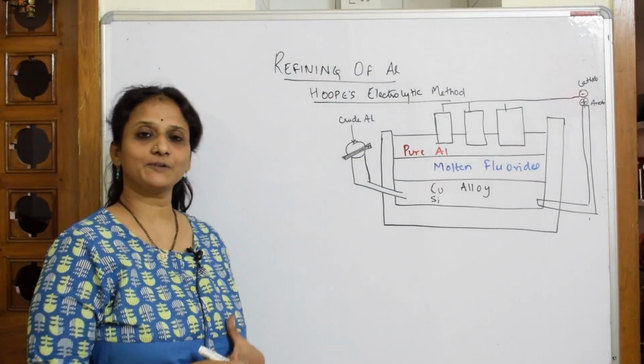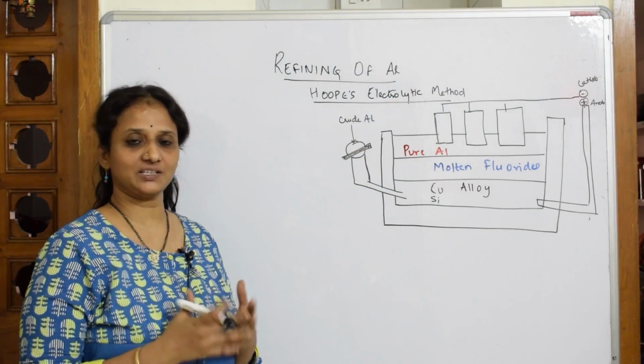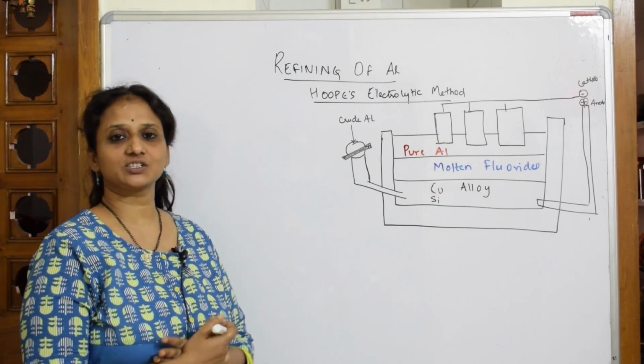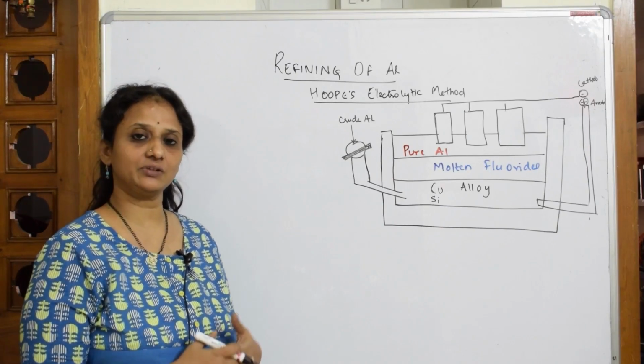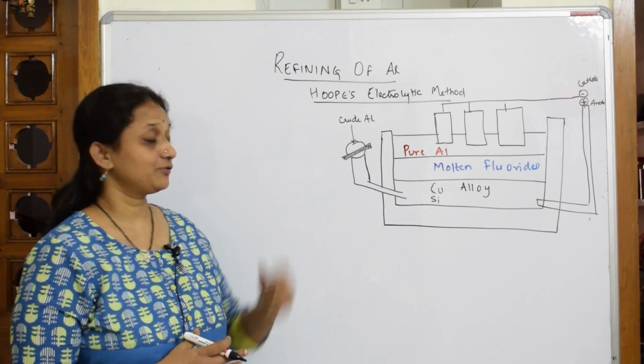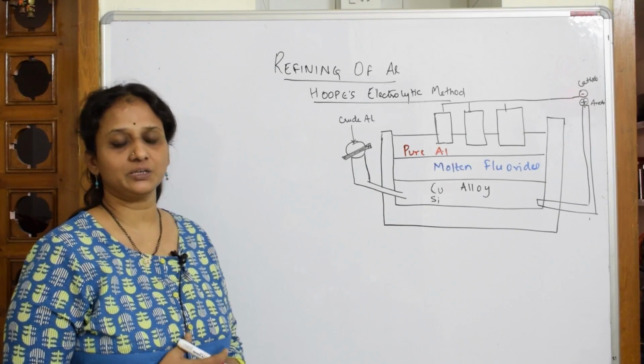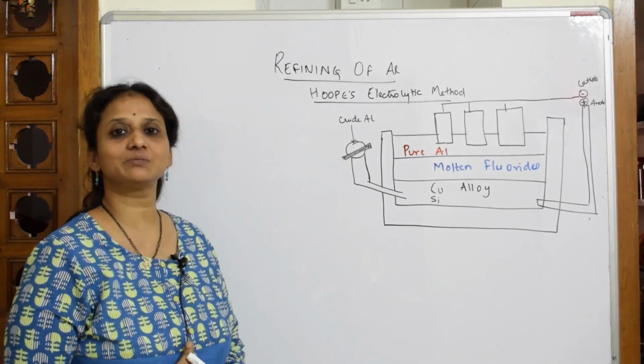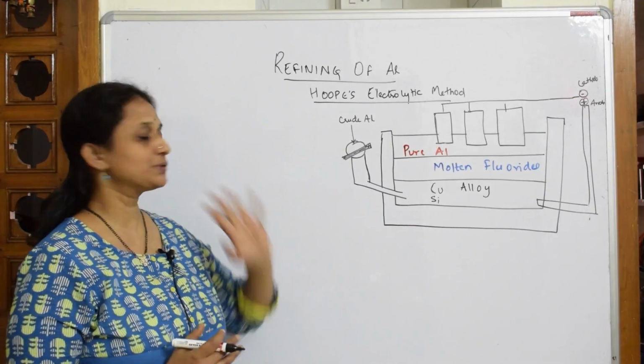So let us come back. We have already done the isolation, that is concentration methods. Then gradually we went into extraction methods, then smelting, and we have done some questions on smelting. Now we'll end the topic with refining of aluminium. The electrolytic method which we use is called Hoope's electrolytic method.